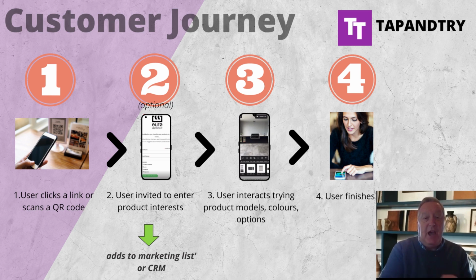So here are the steps. A user clicks or scans a QR code. They can optionally then be invited to enter their product interests along with their email address. That is then piped in the background off to your CRM or your email marketing tool, be it MailChimp, be it Campaign Monitor, be it Salesforce, or whatever it is you happen to use in-house. They then seamlessly are transported to the visualization screen. That is where they can add their own selfie and your own product images, blend them together to be able to see what it's going to look like. And then the user finishes.